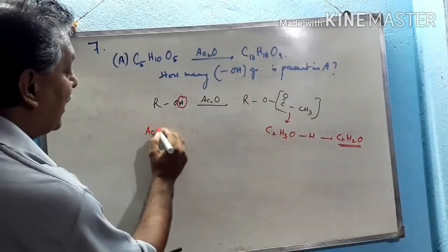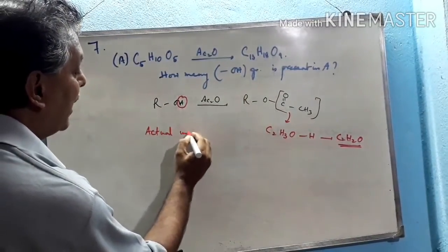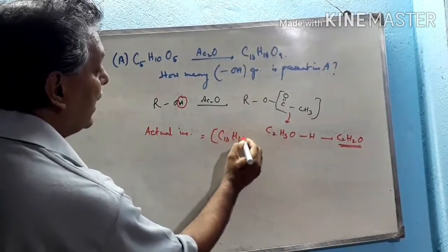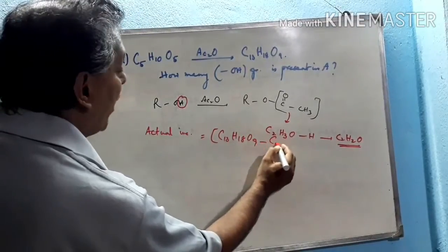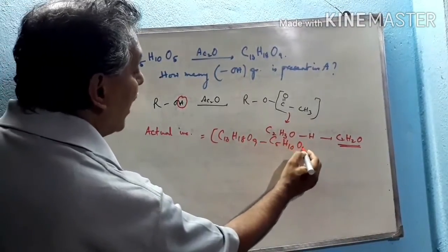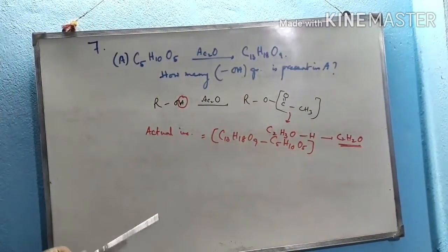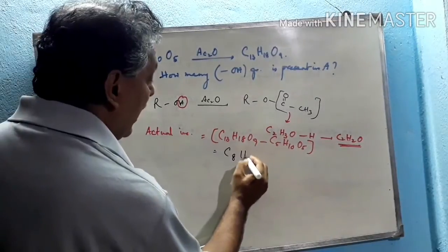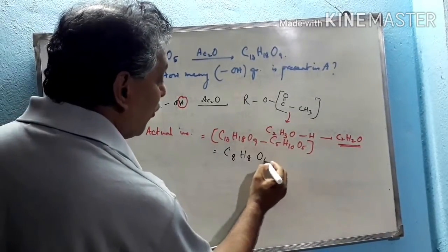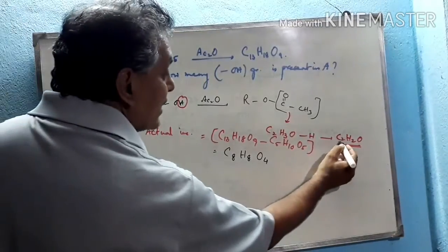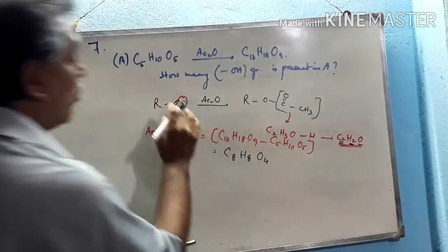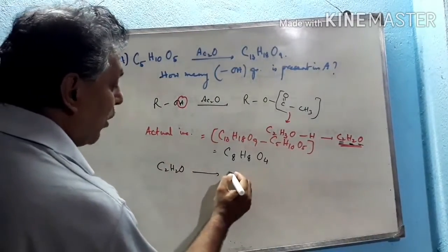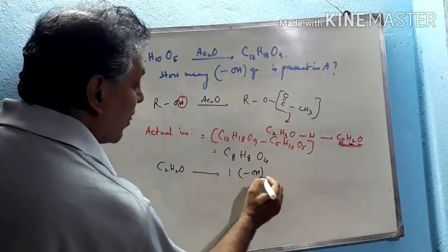But the actual increment is C13H18O9 minus C5H10O5. What is the actual increment here? This is C8H8O4. See that here C2H2O comes for only one OH group. So C2H2O increases for only one hydroxyl group.